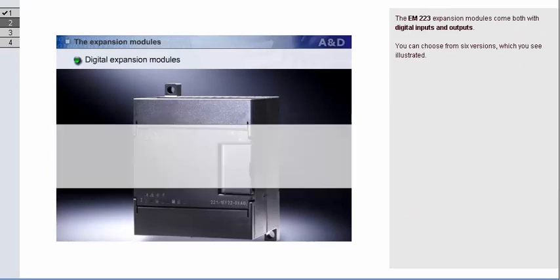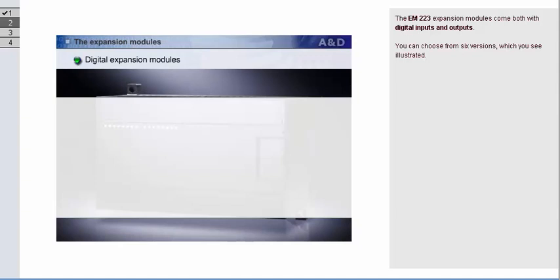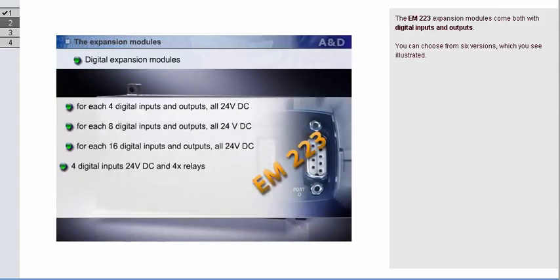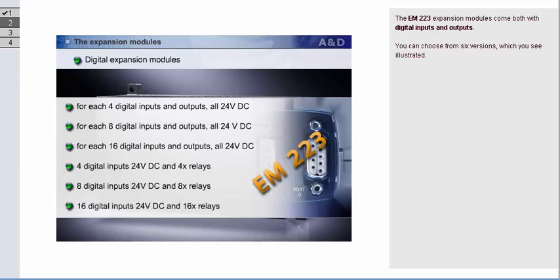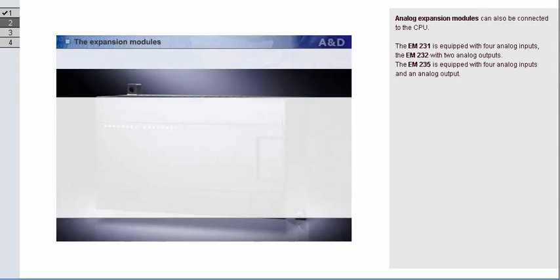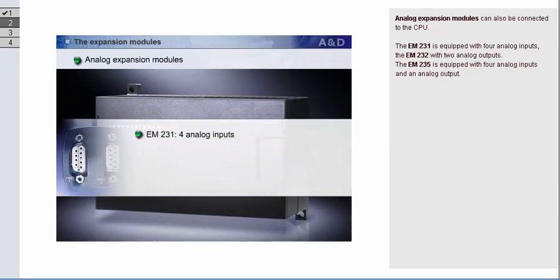The EM223 expansion modules come both with digital inputs and outputs. You can choose from 6 versions, which you see illustrated. Analog expansion modules can also be connected to the CPU. The EM231 is equipped with 4 analog inputs, the EM232 with 2 analog outputs. The EM235 is equipped with 4 analog inputs and an analog output.